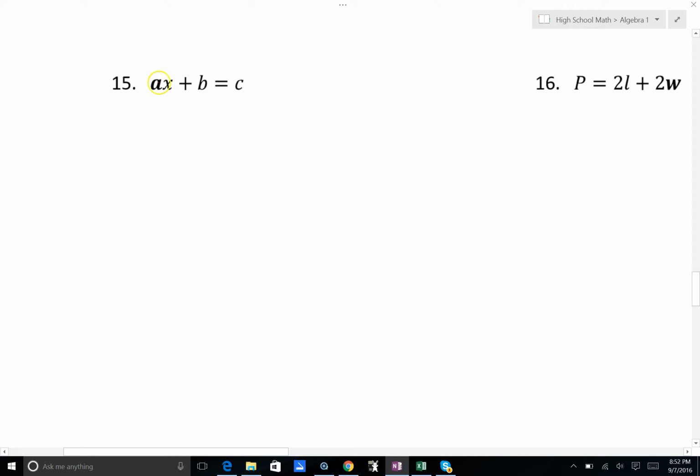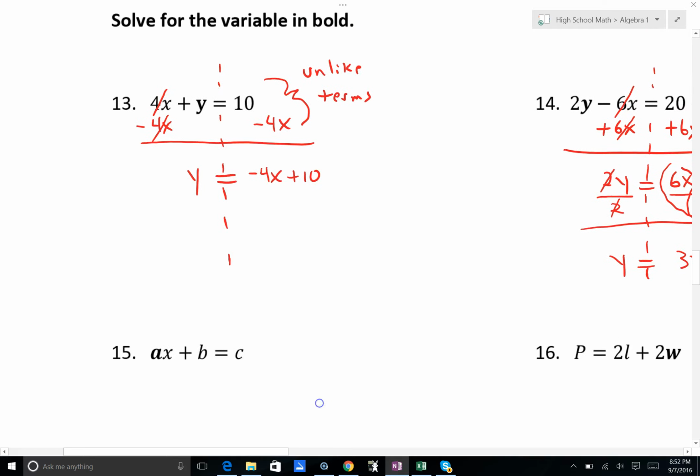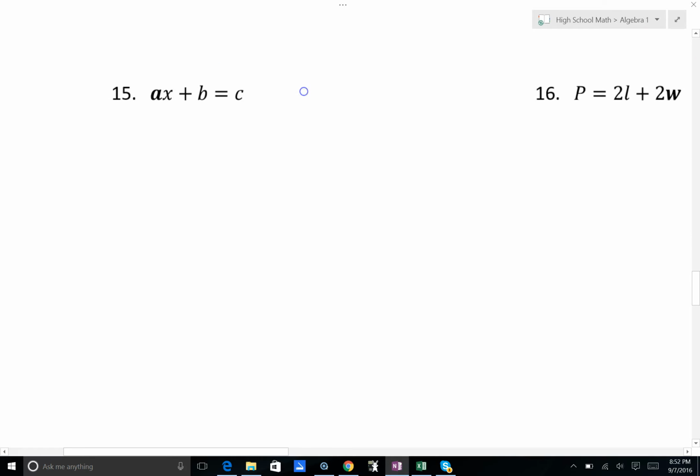Solve for the variable in bold, in this case a. If we want to solve for a, we first undo our added or subtracted portion, in this case plus b. It is a plus b, so I will subtract b, the inverse operation.